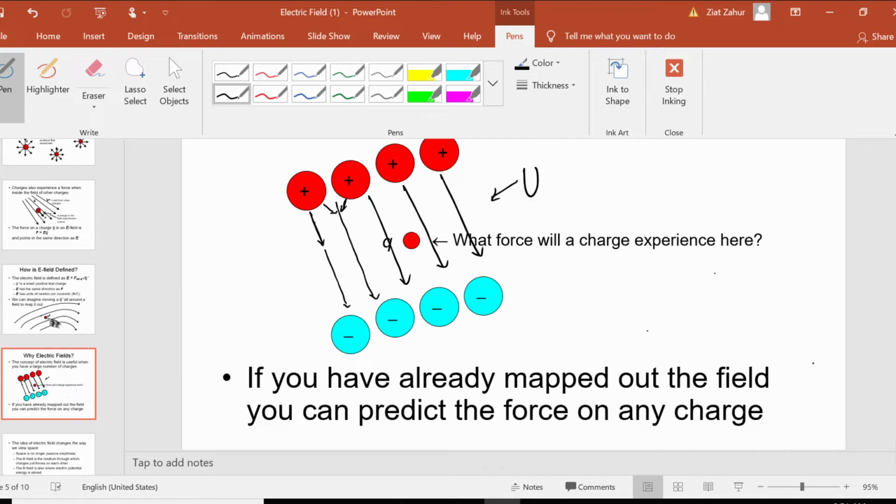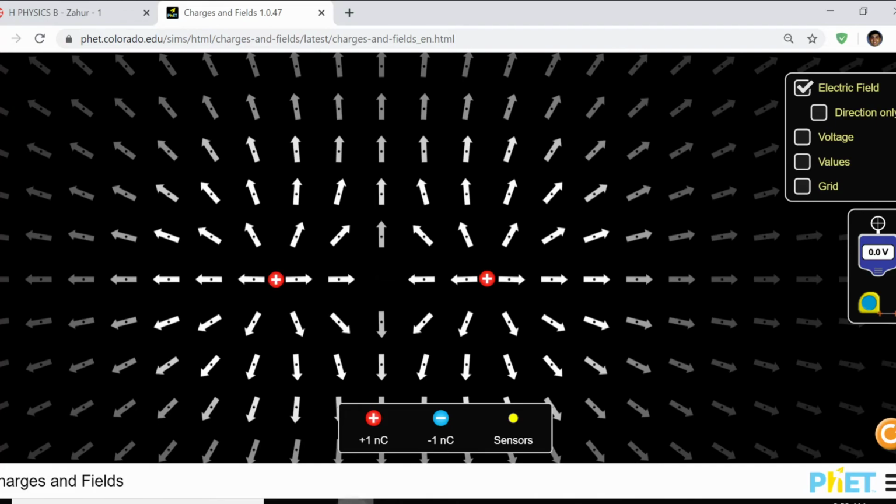This is a uniform or constant. I'll use E with a vector symbol here. E with a hat. Well, it's not really a hat, but E with a half arrow. And that'll be the electric field. Okay. So let's see if we can do that with our charges.